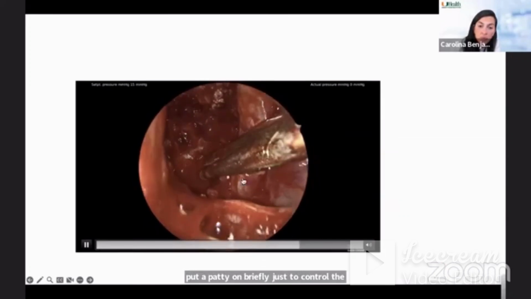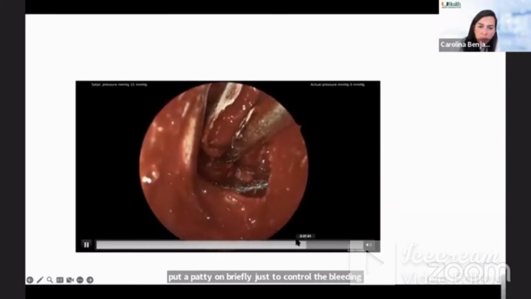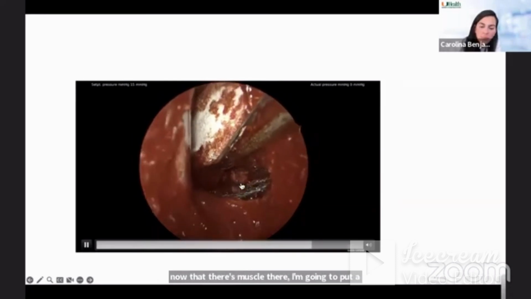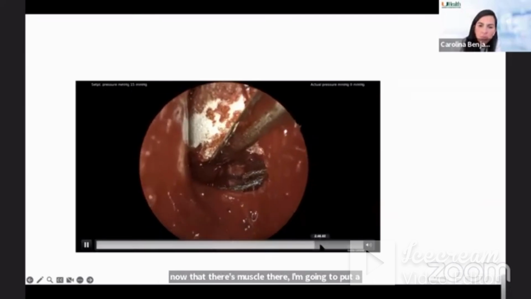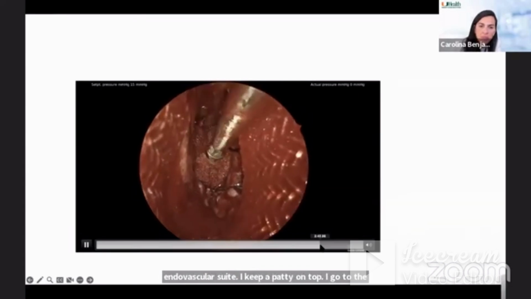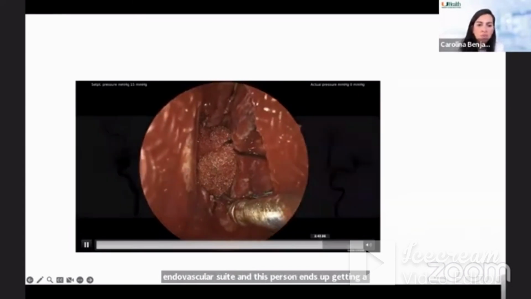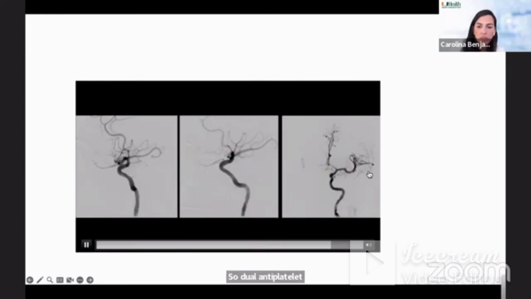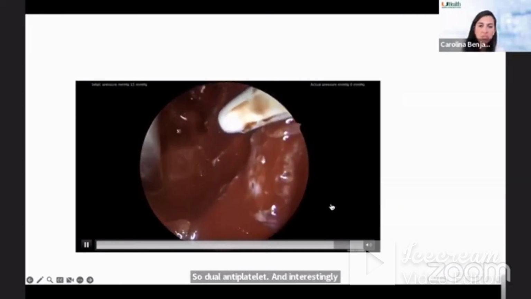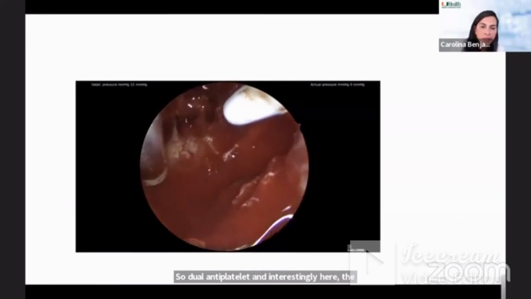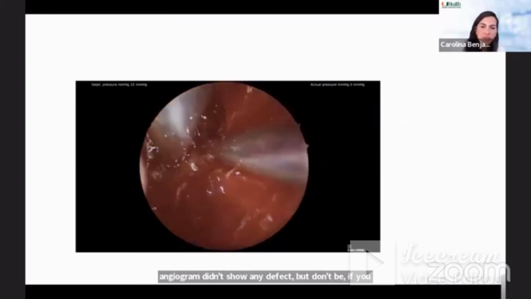So now that there's muscle there, I'm going to put a Merocel in there to be able to go to the endovascular suite. I keep a patty on top. I go to the endovascular suite, and this person ends up getting a stent across. They ended up getting one of those cardiac stents, so dual antiplatelet. Interestingly here, the angiogram didn't show any defect, but if you saw a carotid injury, don't think, oh no, it's fine, and go back in.